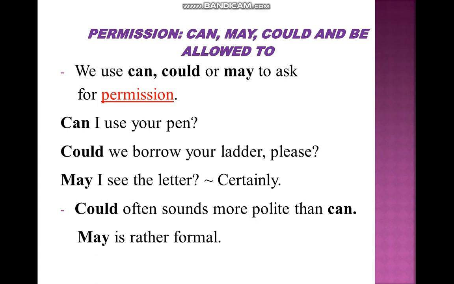Also we can say, could we borrow your ladder please? Ladder, it means the ladder. May I see the letter? Certainly.